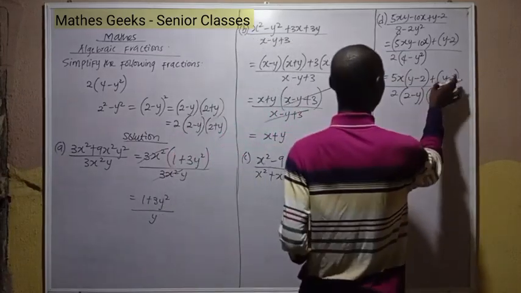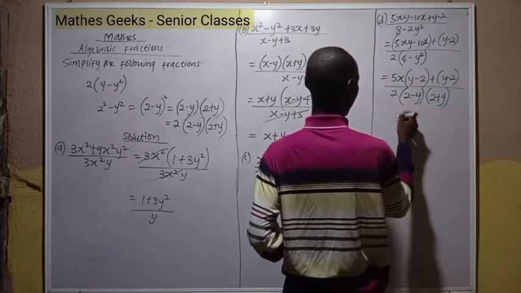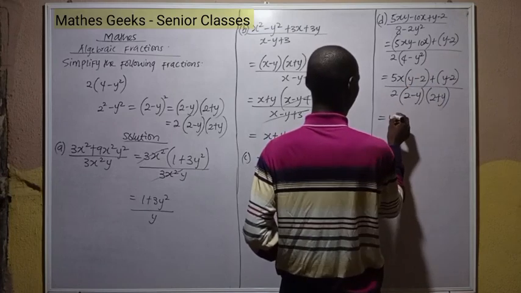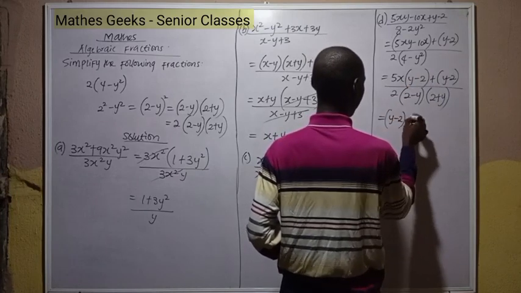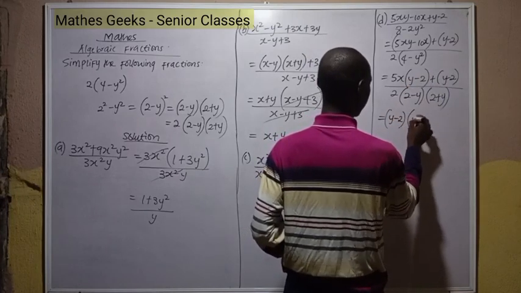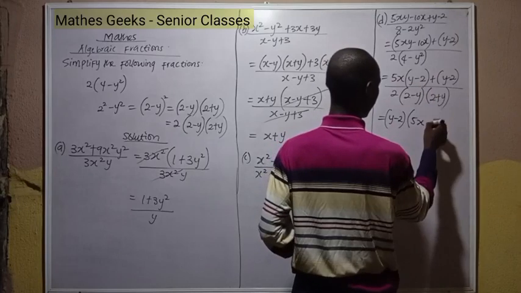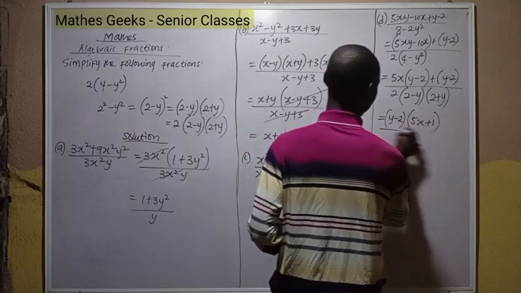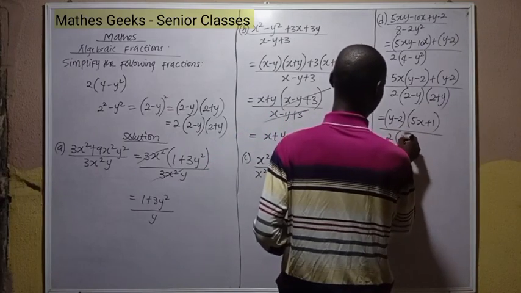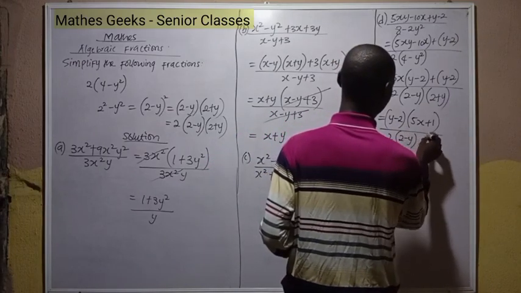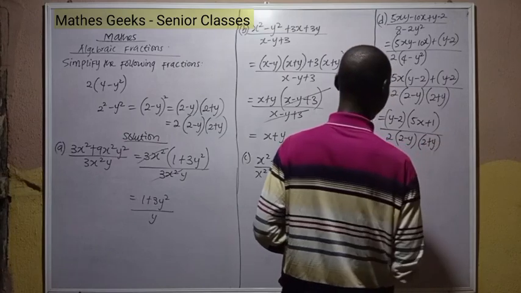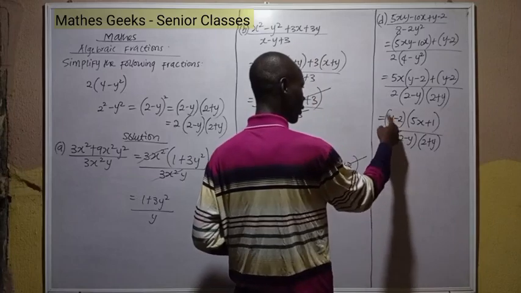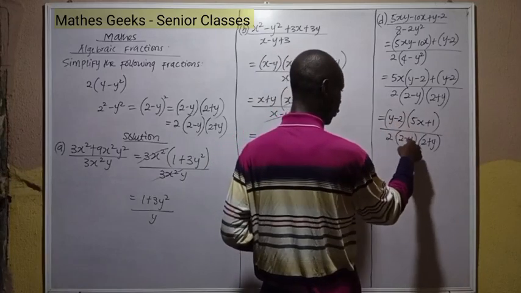So what we're going to do is factor y minus 2 out because y minus 2 is common. So this will give us y minus 2 times 5x plus 1, over 2 times 2 minus y and 2 plus y. Now there's something we need to do. We cannot cancel because here is y minus 2 and here is 2 minus y.